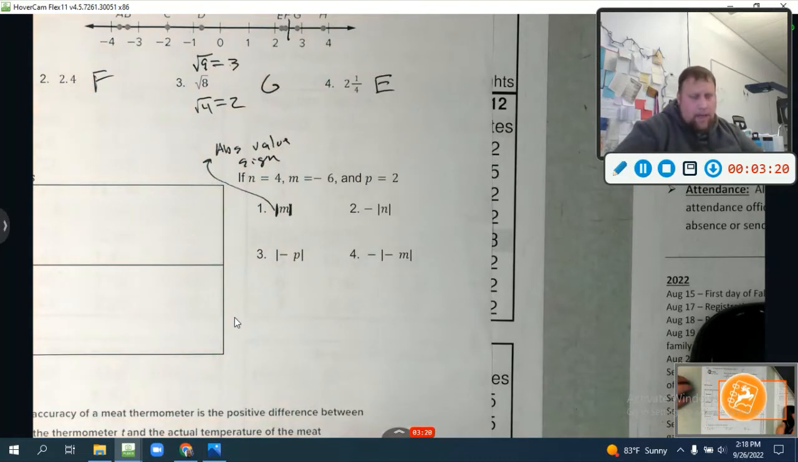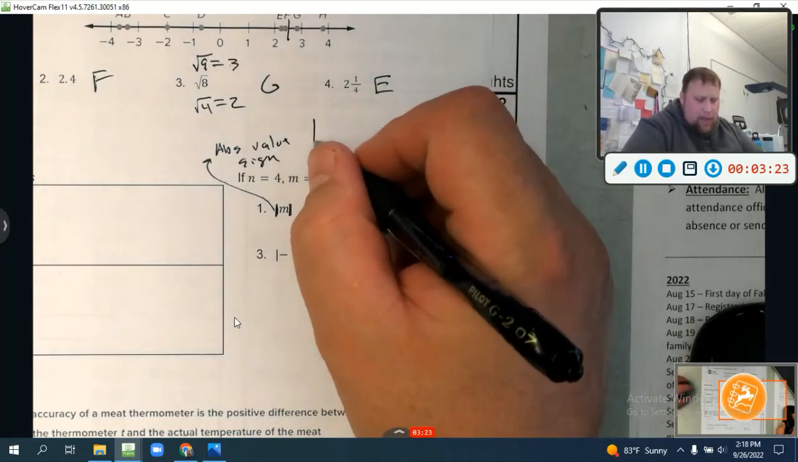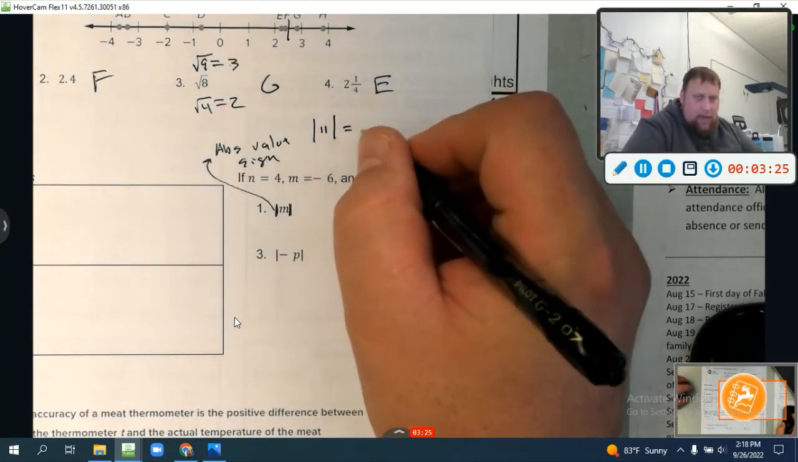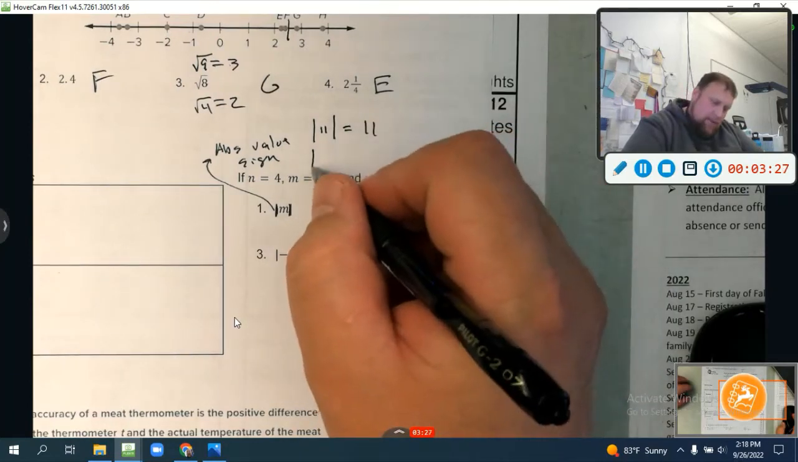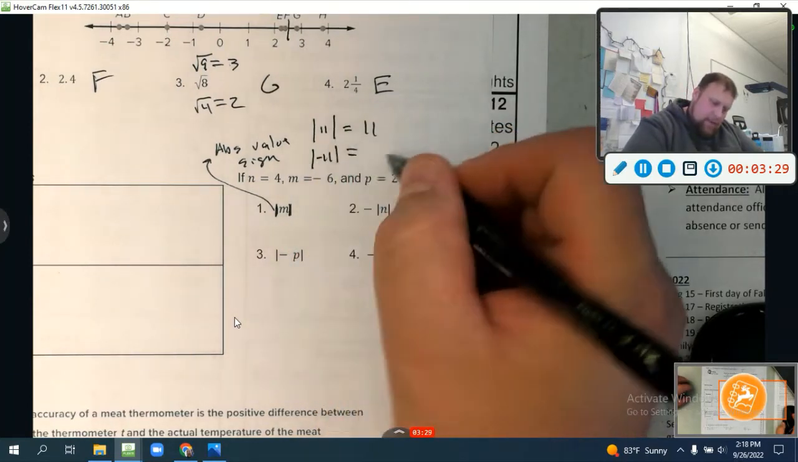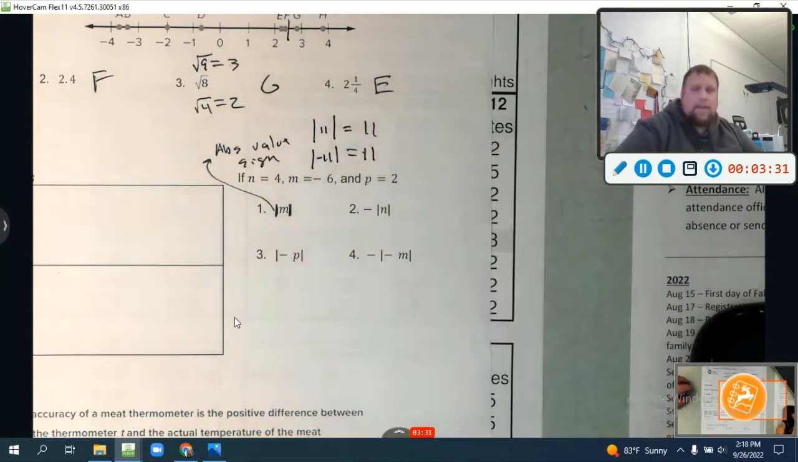Okay? Secondly, let's do just a little example. What's the absolute value of 11? It equals 11. What's the absolute value of -11? It equals still positive 11.